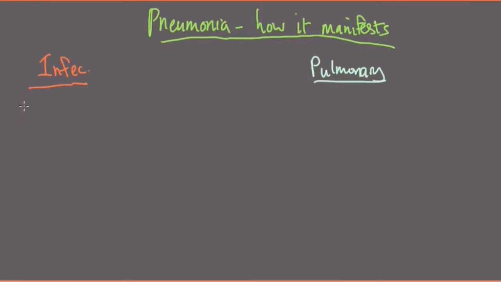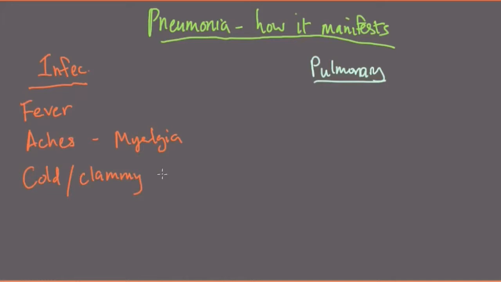Well, like most infections, you have a high fever, you have body aches, muscular aches, sometimes called myalgia. You have cold, clammy skin, and you are also likely to have shivering or rigor. So all of these you'll see with pneumonia, just like you'd see with most other types of infectious processes.